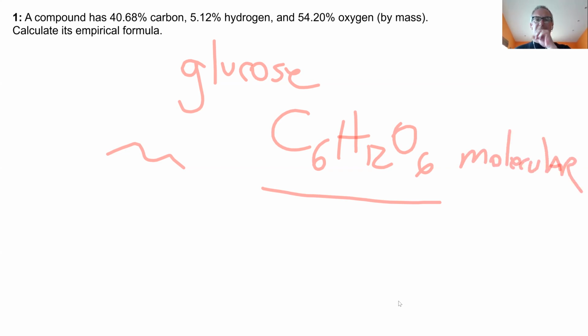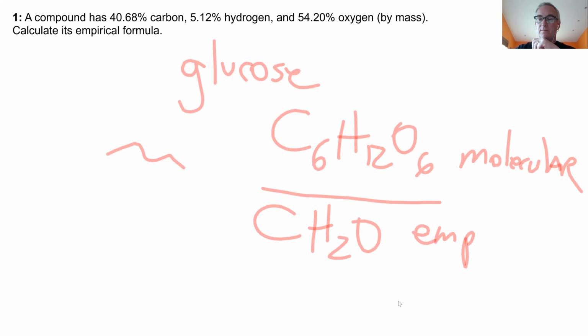What would be the empirical formula for glucose? H2O. Couldn't hear you. CH2O. Yes, CH2O. Because for every one carbon, there's 2 hydrogens and 1 oxygen. So this would be the empirical formula.